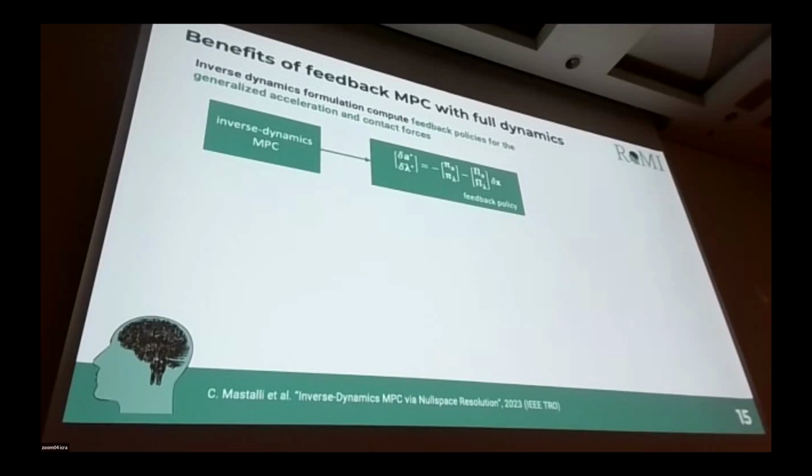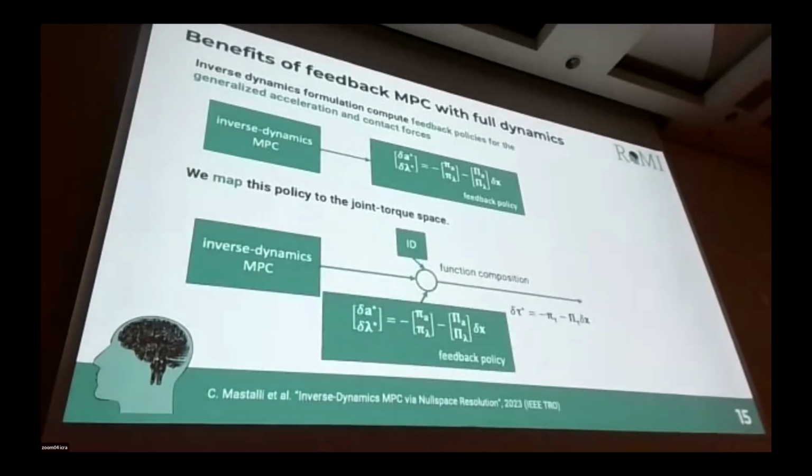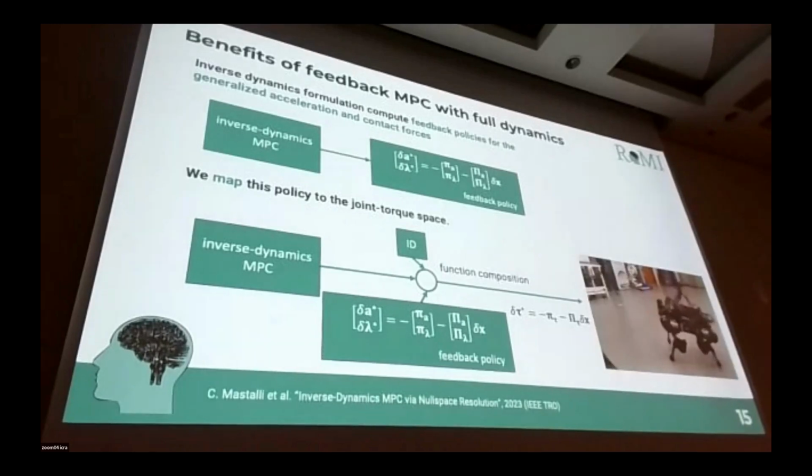However, in inverse dynamics MPC, what we compute are policies on variables that we are not able to control. These are the generalized accelerations and the contact forces. What we want to do is to map this local policy into the joint torque space. Basically, what we have to do is this decomposition of the inverse dynamics control policy around a linearization. It's a simple composition, and actually we can build things like that.